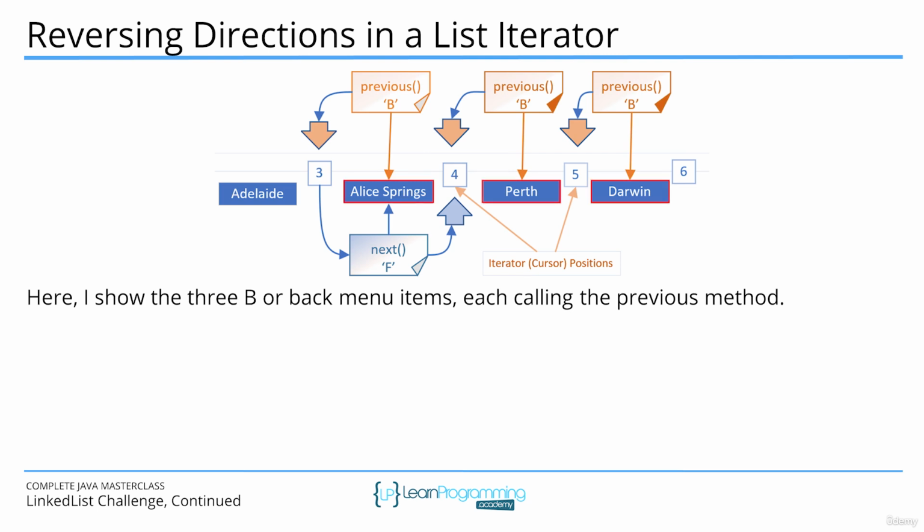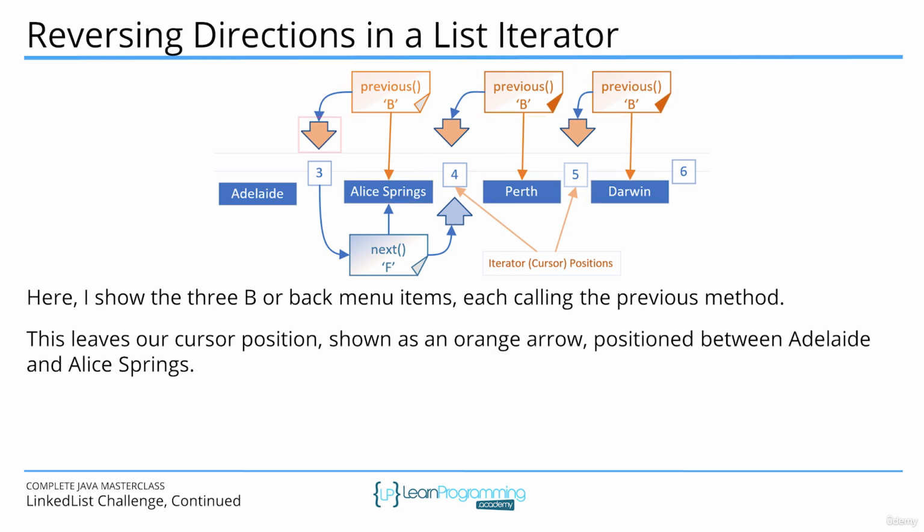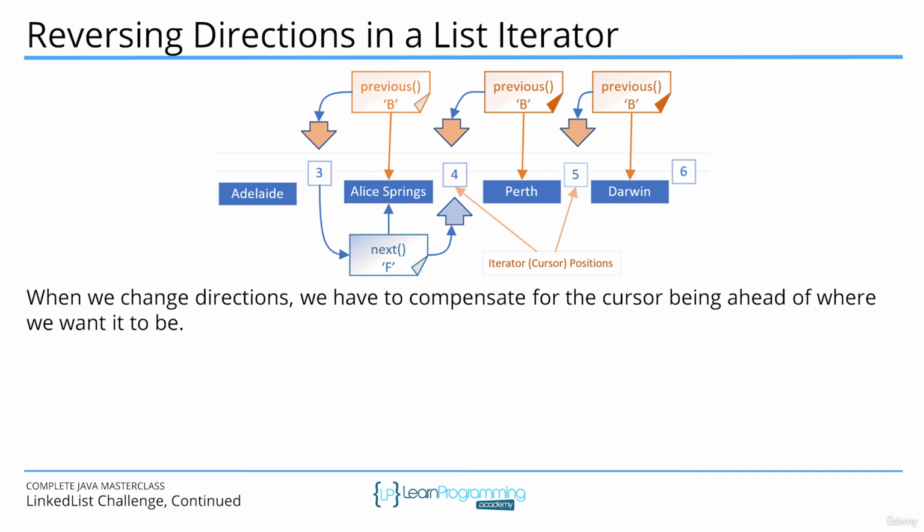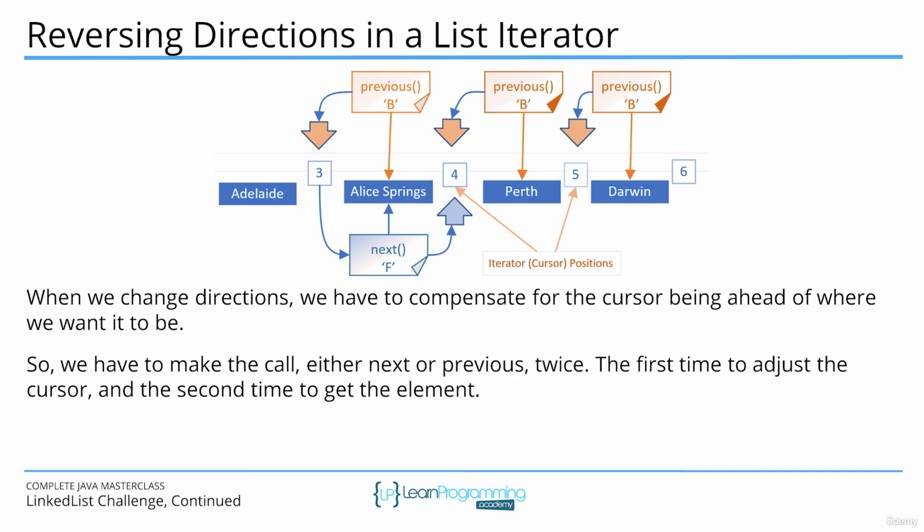Here I show the 3B or back menu items, each calling the previous method. This leaves our cursor position shown as an orange arrow, positioned between Adelaide and Alice Springs. When we decided to go forward, we called the next method from this cursor position, and that gave us Alice Springs. When we change directions, we have to compensate for the cursor being ahead of where we want it to be. So we have to make the call either next or previous twice. The first time to adjust the cursor, and the second time to get the element.